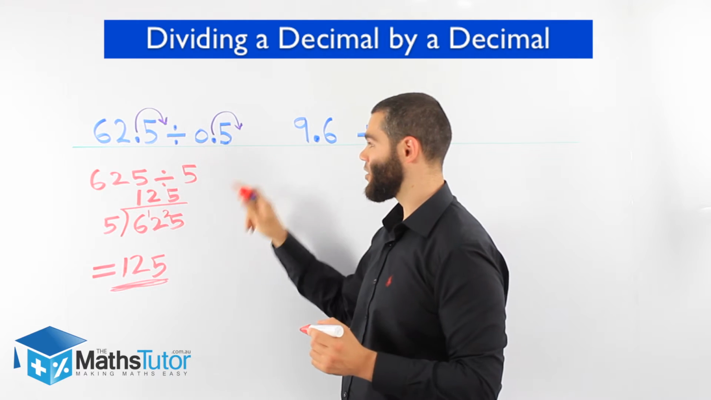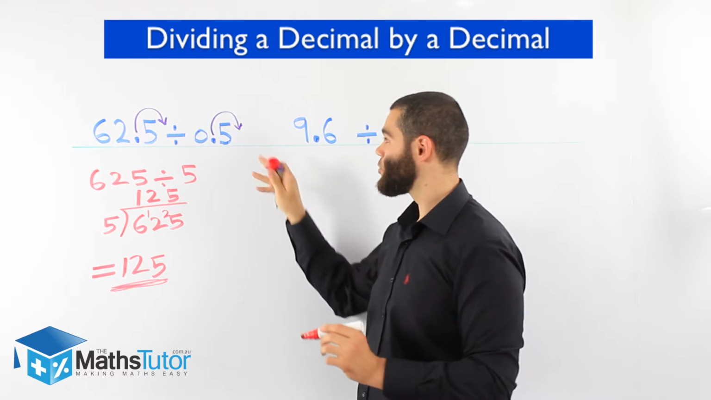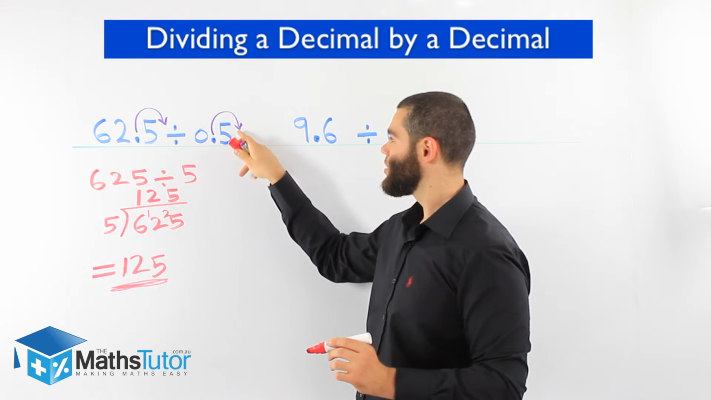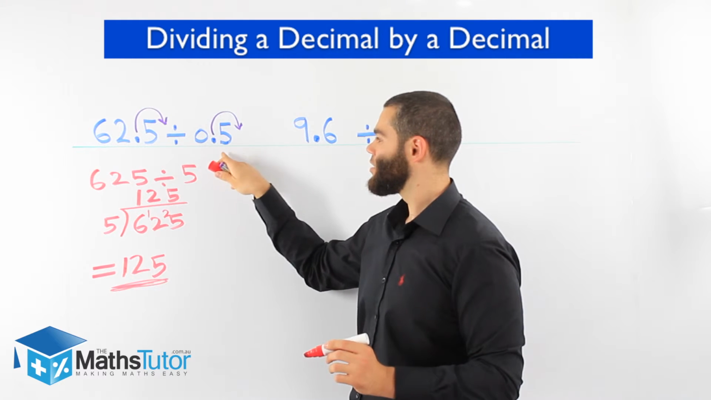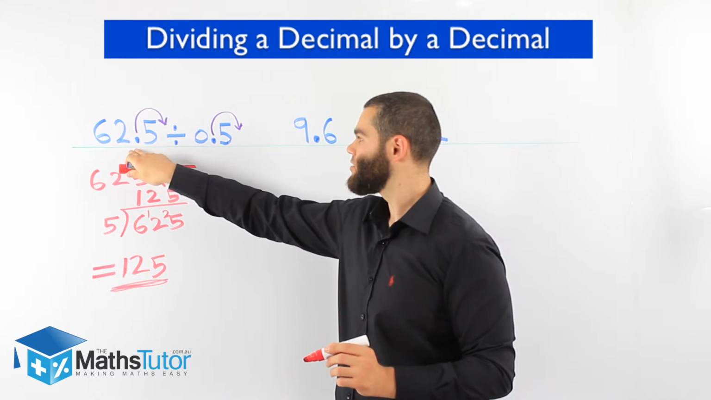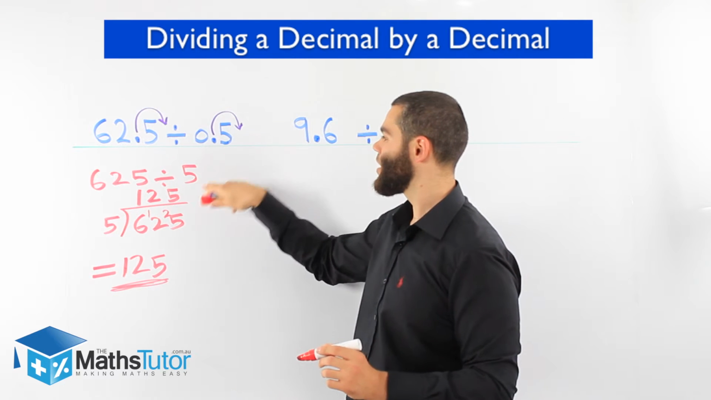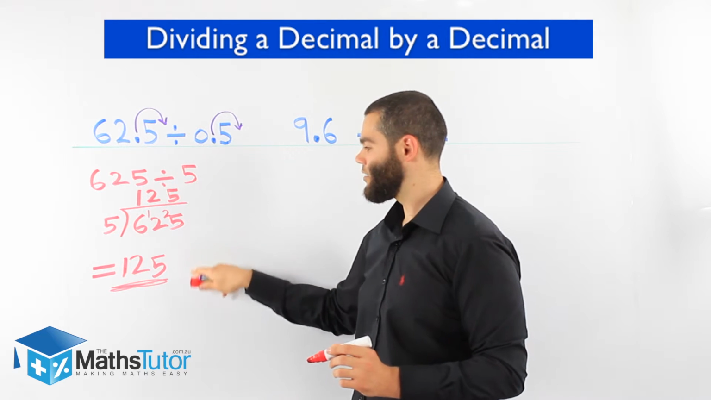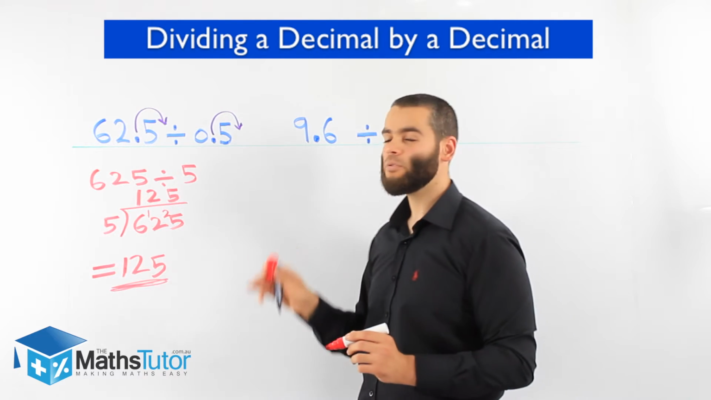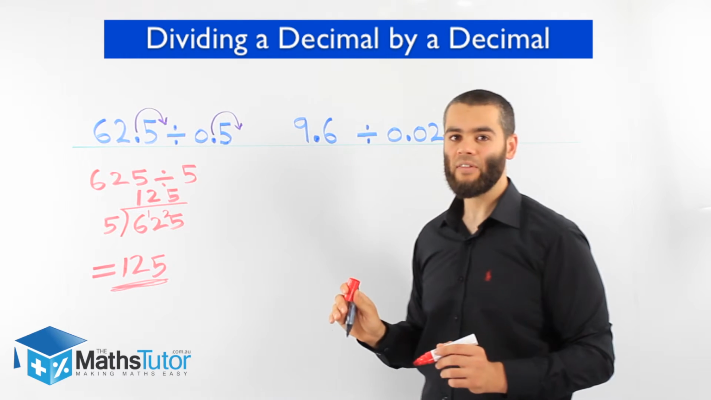62.5 divided by 0.5. A decimal divided by a decimal. We can't actually do it. So we have this little trick. We change the decimal into a whole number. So we can now go and divide it and becomes a whole number. 62.5 becomes 625 divided by 0.5 becomes 5. 625 divided by 5, and there's our answer. So it's like a little cheat to get away and work out a question like that.